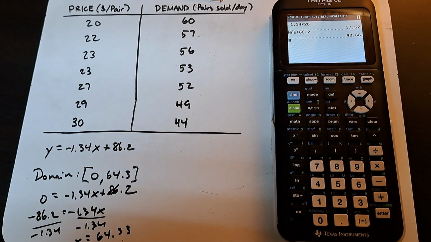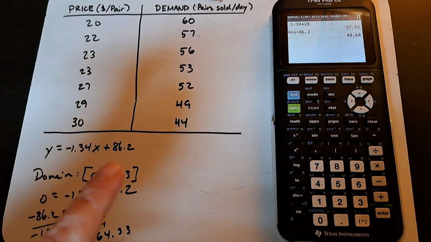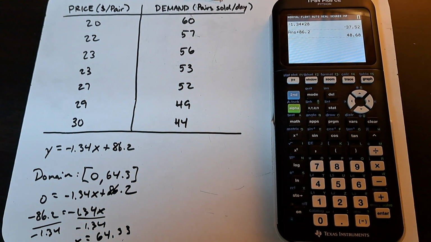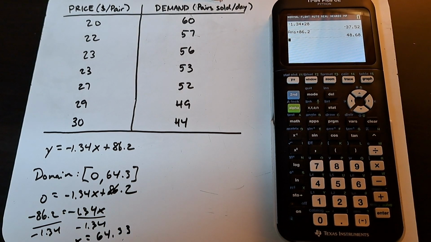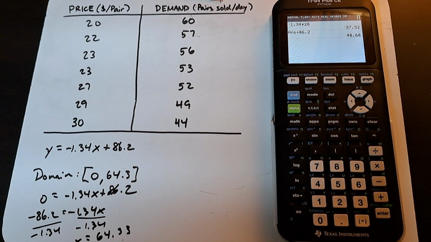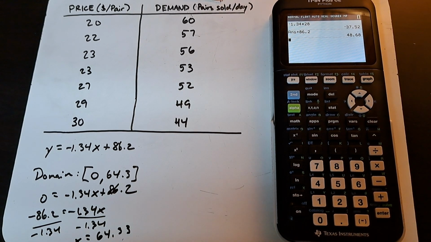So that's how you can solve a real-world problem using your calculator and kind of creating a scatter plot here. You could do this manually, but it does start to become a little bit tedious in terms of graphing this. So if you know how to graph and you're comfortable with it, using your calculator to solve this type of problem is beneficial.